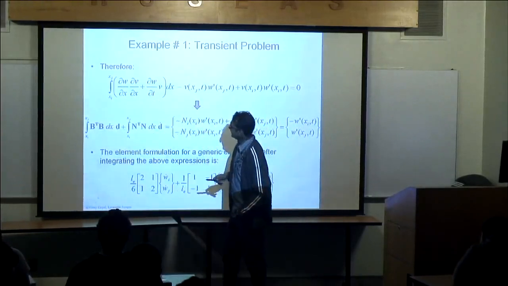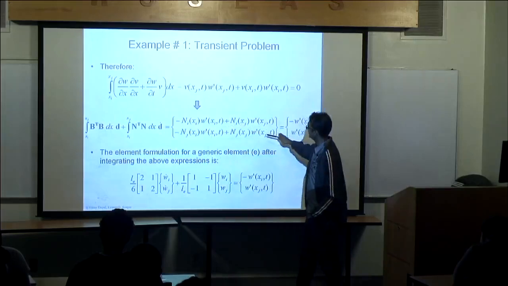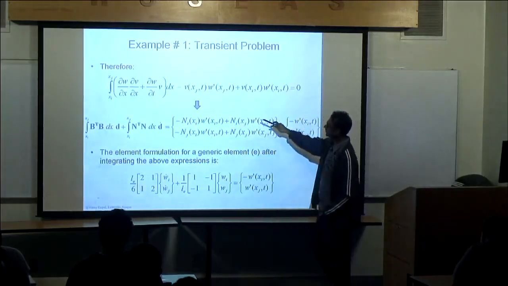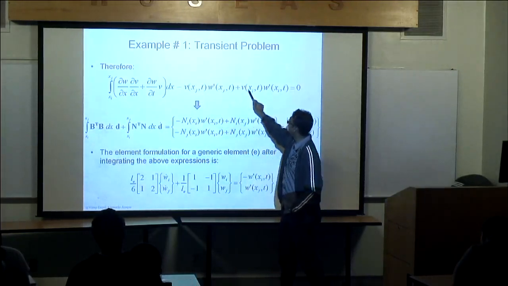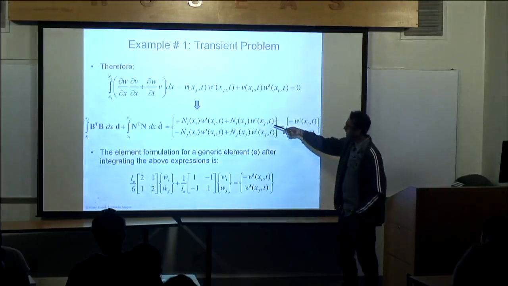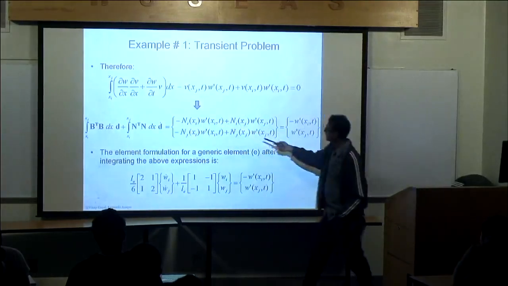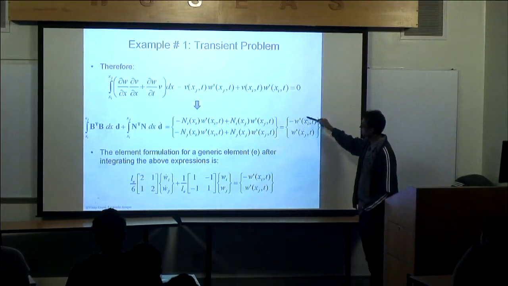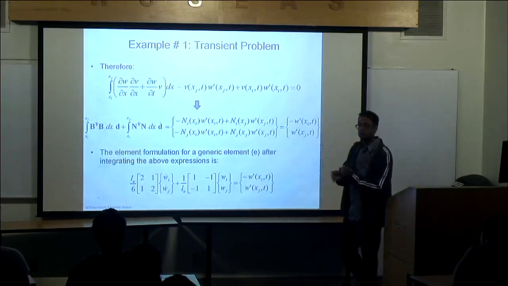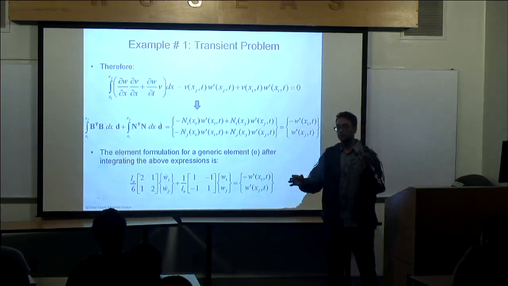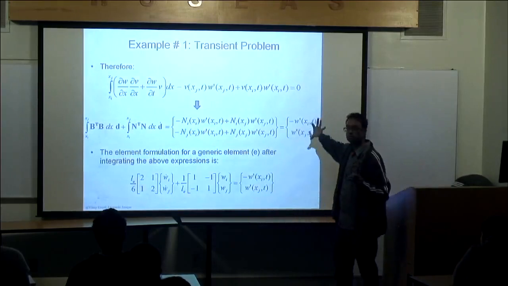Okay? And now on the right hand side, for the weight function, I'm selecting each of the shape functions. And when I evaluate that, you'll find that the Kronecker delta property simplifies this to minus W prime at xi comma t and W prime at xj comma t. So the slope potentially is a function of time at two ends, and that is your forcing function on the right hand side.